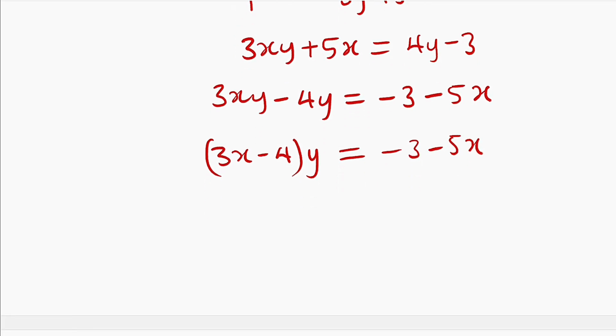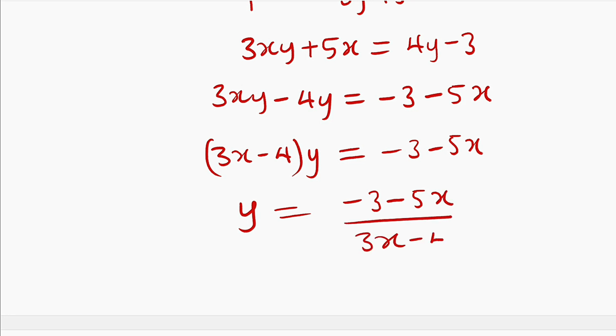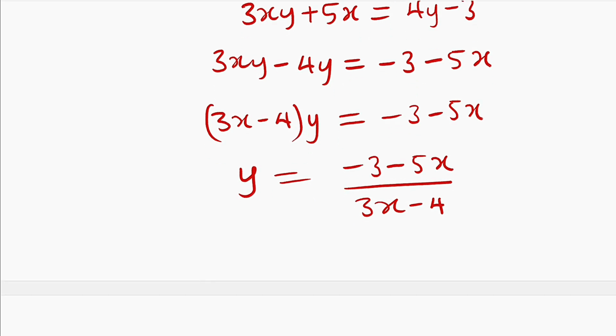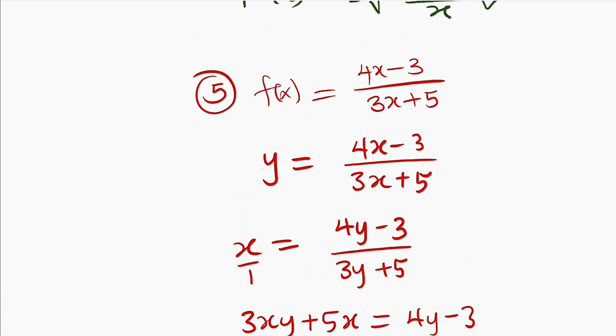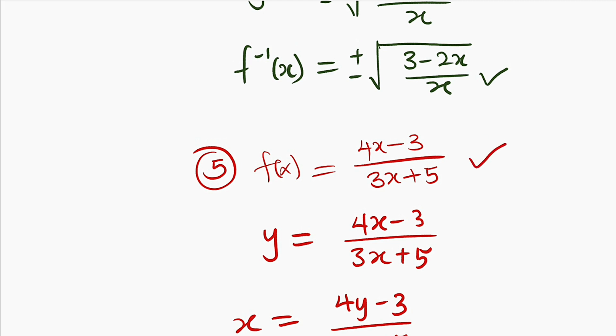Divide both sides by 3x minus 4, leaving y here. This is equal to negative 3 minus 5x, divided by 3x minus 4. And lastly, we are going to replace y with f inverse of x. F inverse of x finally is equal to negative 3 minus 5x divided by 3x minus 4, and hence this is said to be our inverse function if and only if this is our original function.